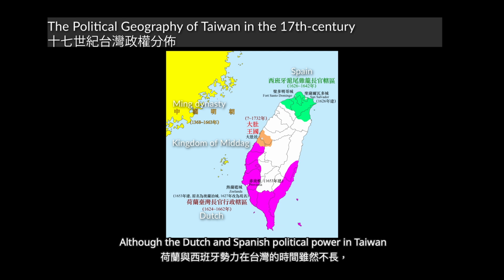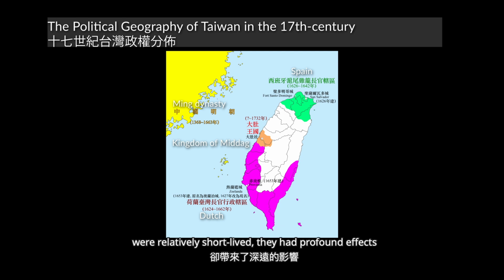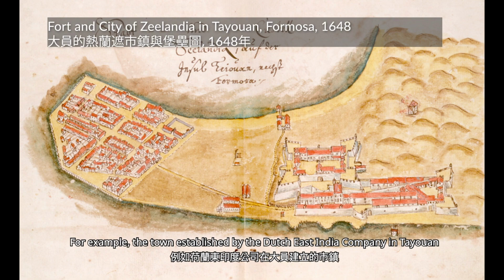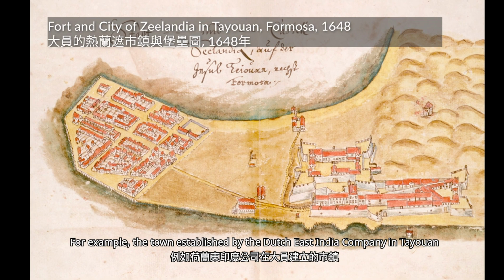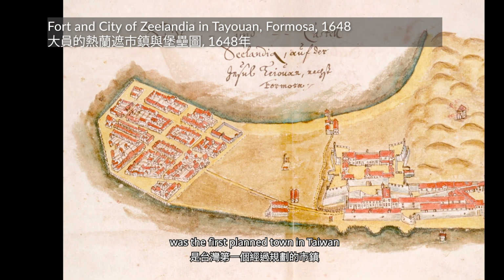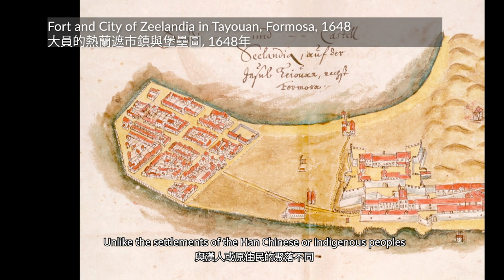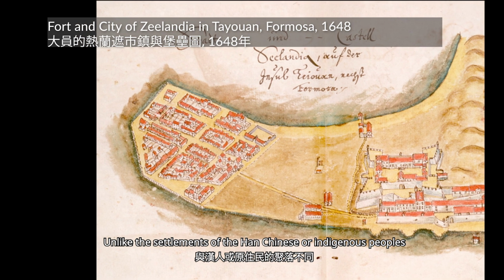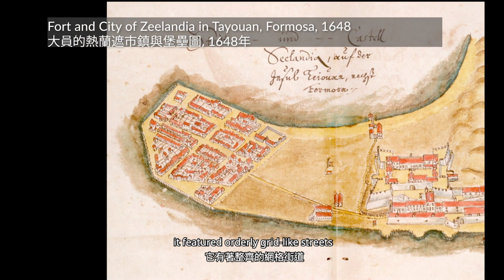Although the Dutch and Spanish political power in Taiwan were relatively short-lived, they had profound effects. For example, the town established by the Dutch East India Company in Dayuan was the first planned town in Taiwan. Like the settlements of the Han Chinese or indigenous peoples, it featured orderly grid-like streets.